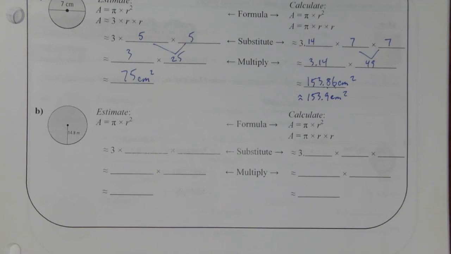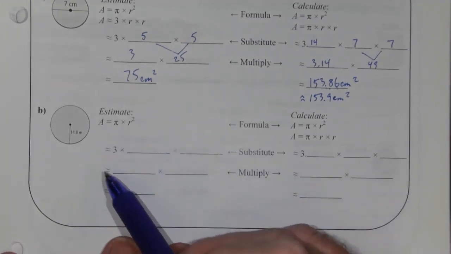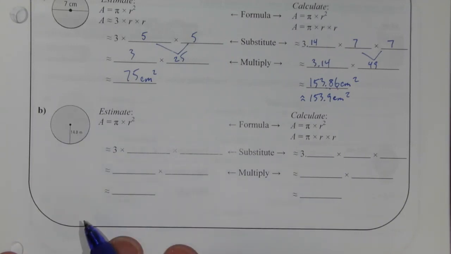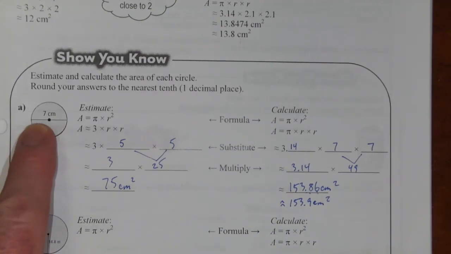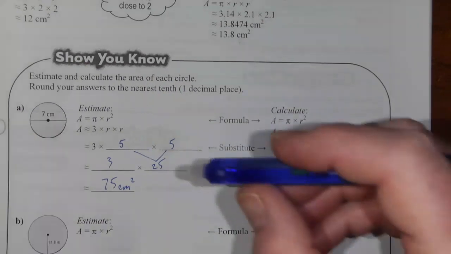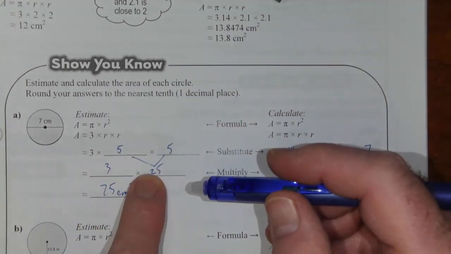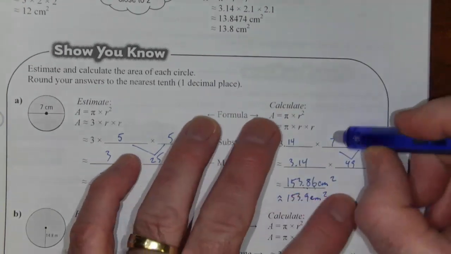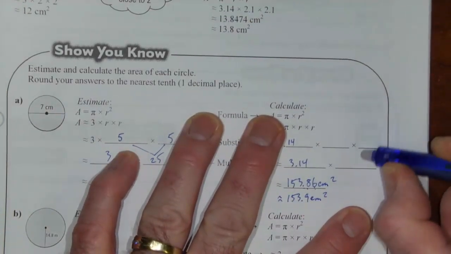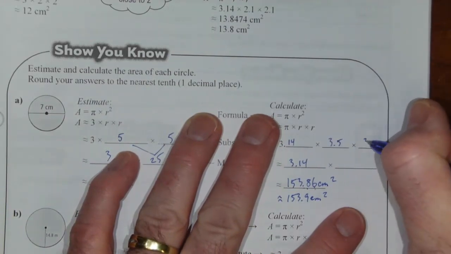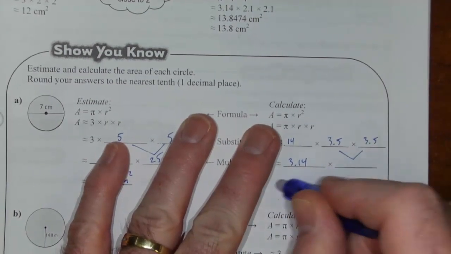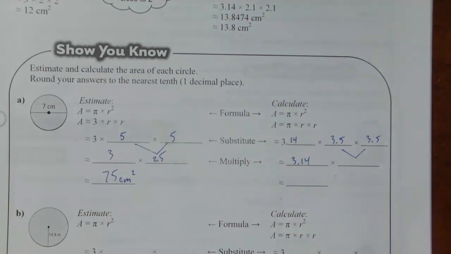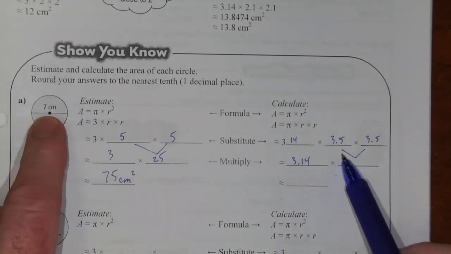Let's have another look at another example and see what happens on this one. So here my radius, I just realized something. This is my diameter. This is not my radius. My radius is 3.5. So for my estimate, I'm going to keep it at 5. That's fine. Over here, my numbers are wrong, because I didn't use the radius, I used the diameter. So the radius is half of the diameter.